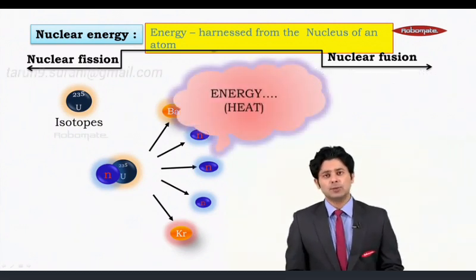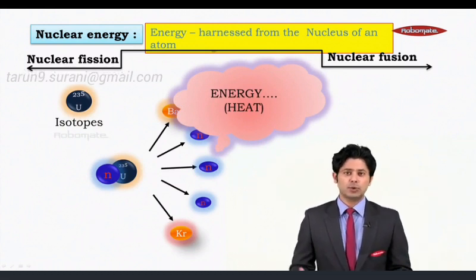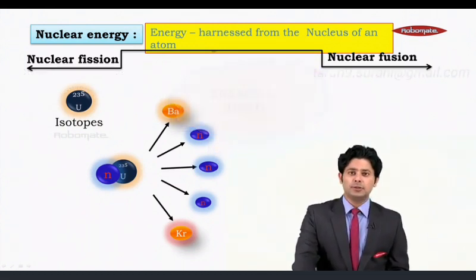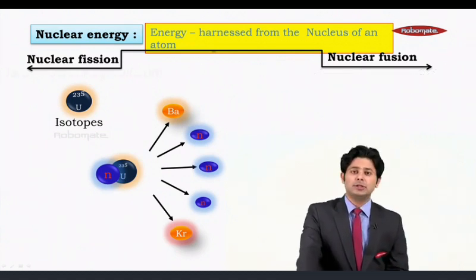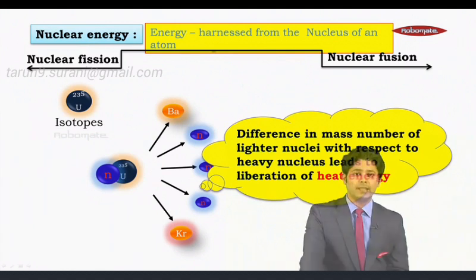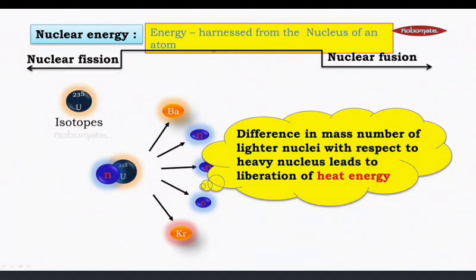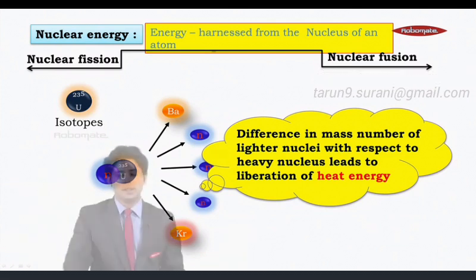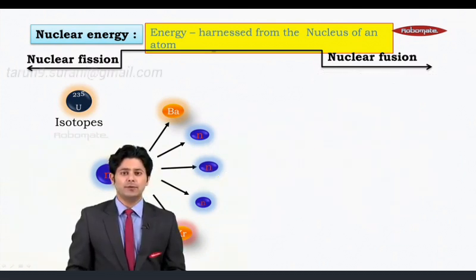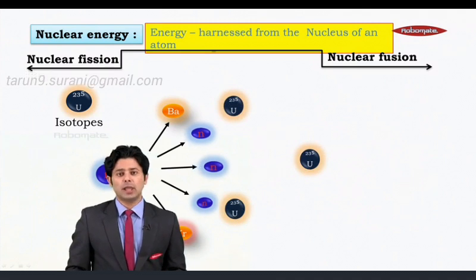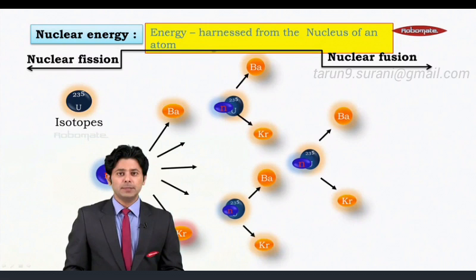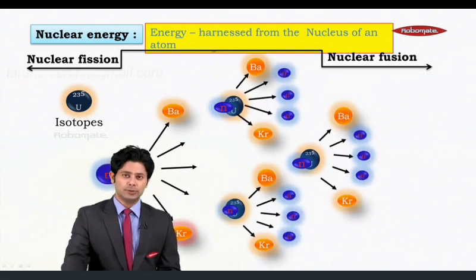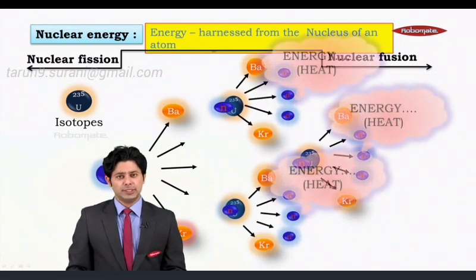Now the question is, why is heat energy released? The answer is quite simple. If you compare the mass number of the lighter elements like barium and krypton and uranium-235, you will find that there is a difference in mass, and this difference in mass gets converted into heat energy. Now as we move ahead, these neutrons further collide with uranium-235 to form once again barium, krypton and three neutrons, and again the heat energy is released.